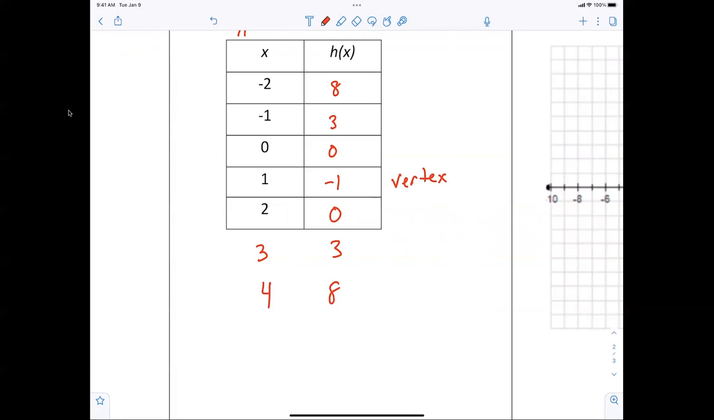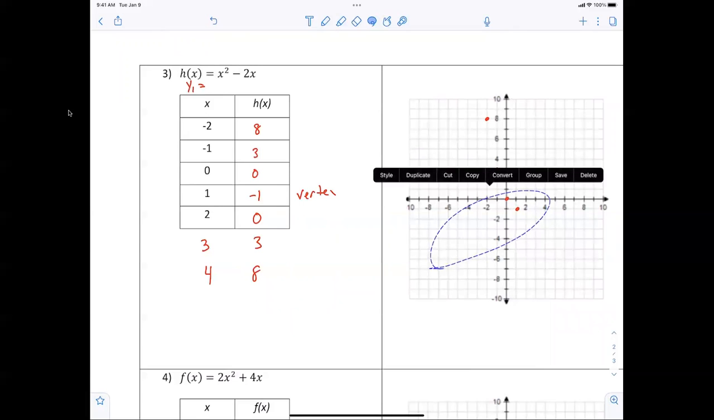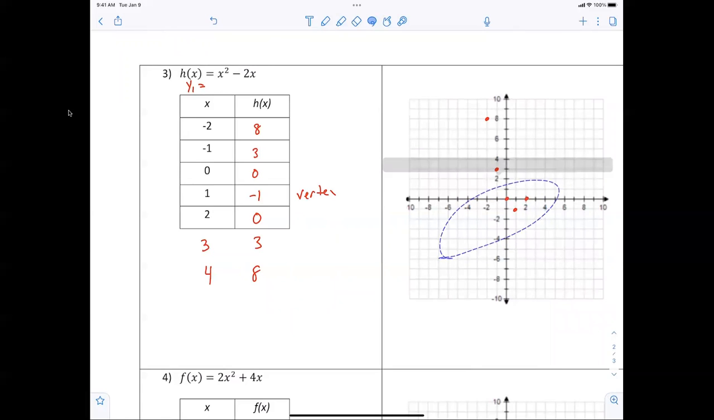All right, so plot those points, -2, 8. Everybody plot the point -2, 8, then -1, 3. And then I want 0, 0. And then 1, -1. And then 2, 0. And then 3, 3. Now, the reason I did 3, 3, I kept going, was because it made a nice outline of the graph.